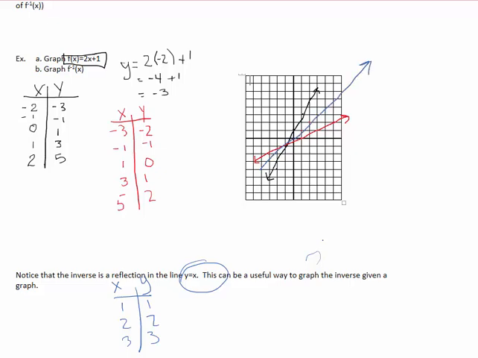This line here, this blue, is your y equals x line. So your original function has just been reflected over your y equals x line. And so sometimes that can make it easier to do the reflection rather than having to do calculations or a table of values. So we'll leave you with that for today, and then we'll do the practice questions in class tomorrow.